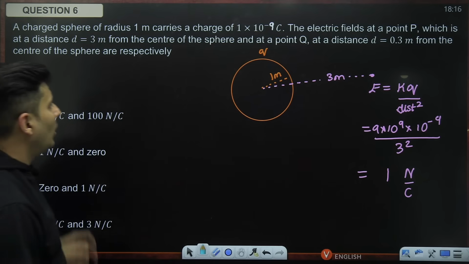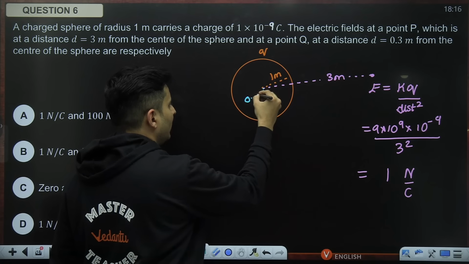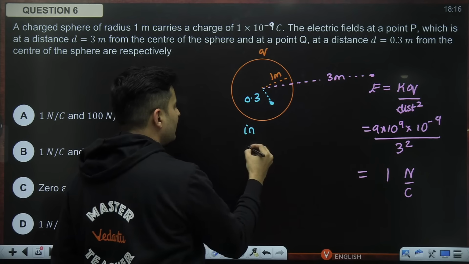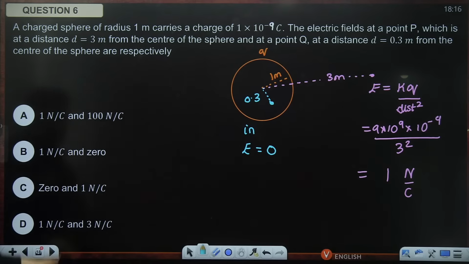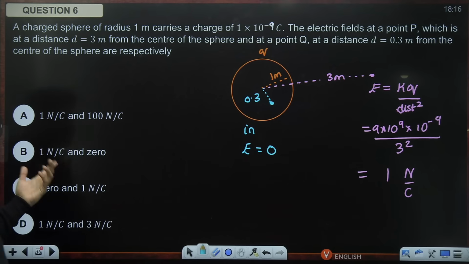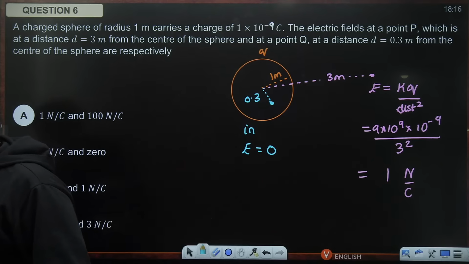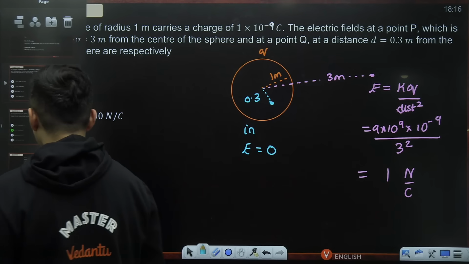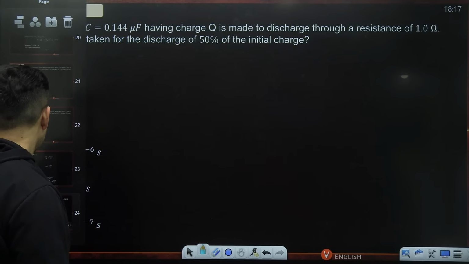The second point is 0.3 meters. So 0.3 meters is inside. Inside, the electric field is always going to be 0. So option B is the correct one. Anyways, there is only one option which says 0, so this option wouldn't have mattered then. All right, correct? Everybody with me on this? Amazing. Moving on to the next question coming up on your screen.